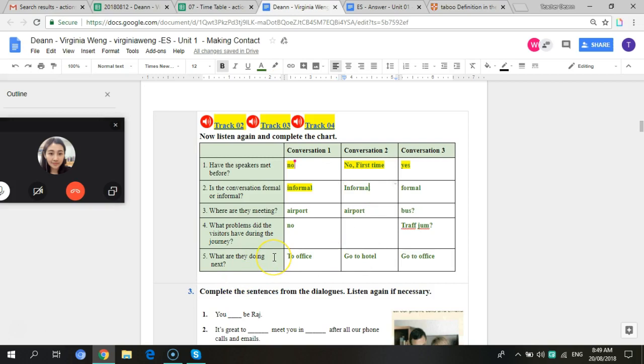Okay, but have you observed how he or she addressed the person? Remember, that is their first time meeting. So what do you think is the way that they conversed with each other? How did the person address the other person or the visitor? I don't know.